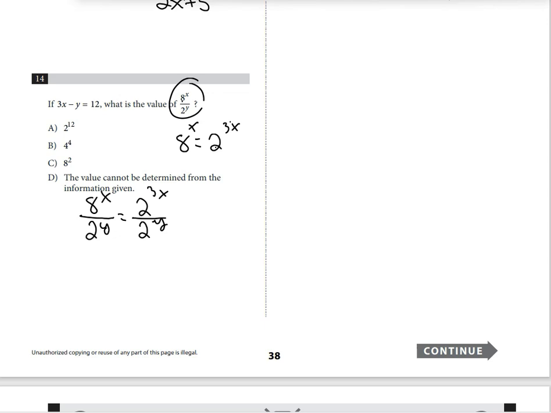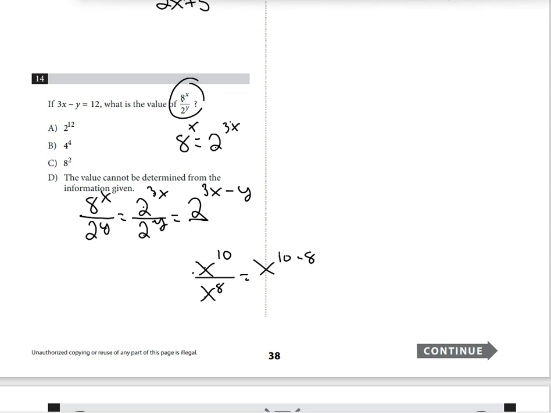So now we have the same bases, 2 and 2. We know that when we have the same bases, we can subtract our exponents, right? So we can keep that base 2, and this is basically 2 to the 3x minus y. Think about if this was x to the 10th over x to the 8th. To simplify this, we would do x to the 10 minus 8. That's the same thing we're doing here. We have the same base, 2 and 2, and we're subtracting our exponents, 3x and y.